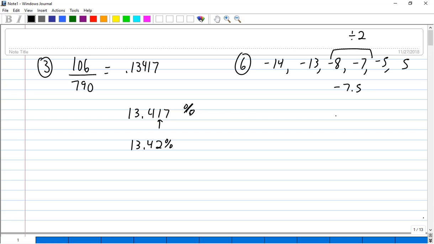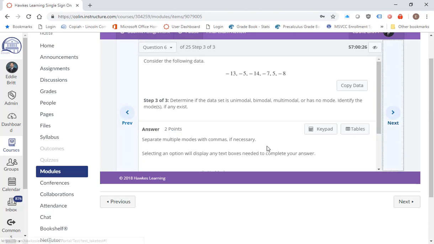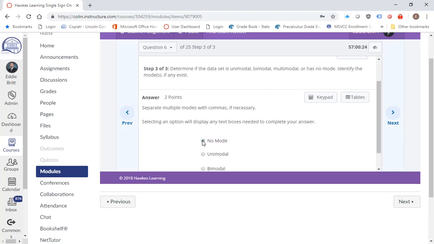Step 3 says determine if the data is unimodal, bimodal, multimodal, or has no mode. For you to have a mode, a number has to be repeated. There's not a number that's repeated up here. So there's no mode. That was step 3. That's what you would put in there, no mode.